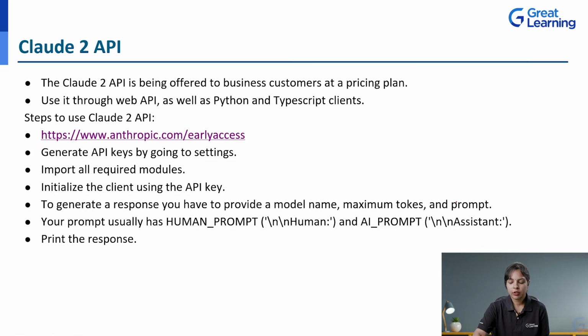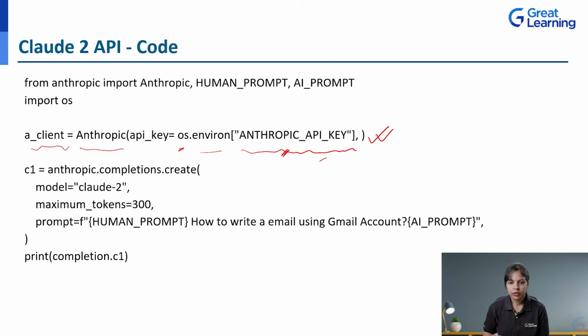The next step is that you have to generate a response by providing a model name, maximum tokens and prompt. So you also have to specify the maximum tokens, which is also an input you provide like the prompt, and the model name. All that is what you have to provide in the next step. In the program, if we see, you can see here, c1 is a variable or object.